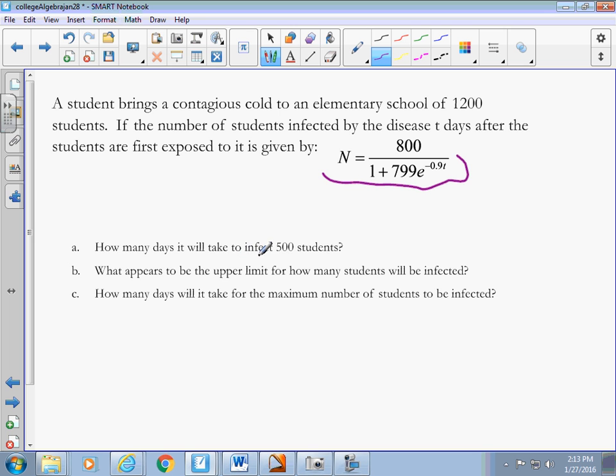So it says, how many days will it take for 500 students to be infected? You'll put a 500 in for n, and you'll use your calculator to find an intersection. Everyone know what I mean by that? So just work with the formula like any other formula. When you graph it, it will look like this, where there is a top end. When it asks what appears to be the upper limit, that's what I'm looking for. On this one, it's actually 800. What's that seem to be leveling off to? Use your trace button or your table to find that.